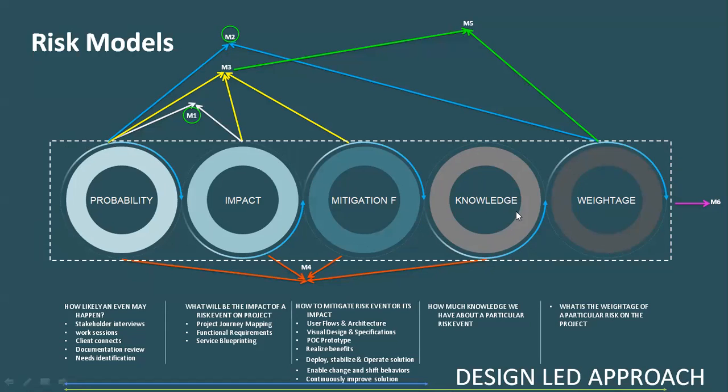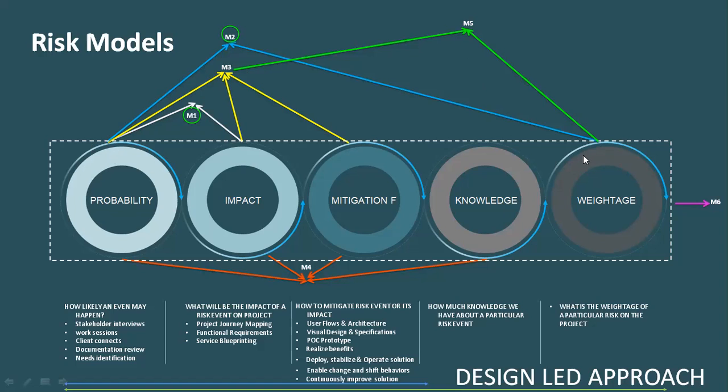The time I omit the knowledge part, I actually directly jump onto which part? Which is the fifth model. The fifth model is based on probability, impact, mitigation, and weightage. You see, the yellow line is probability, impact, and mitigation factor. All 3 club in, and then we have weightage.